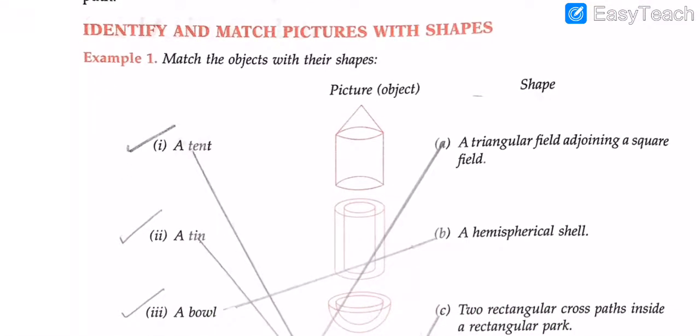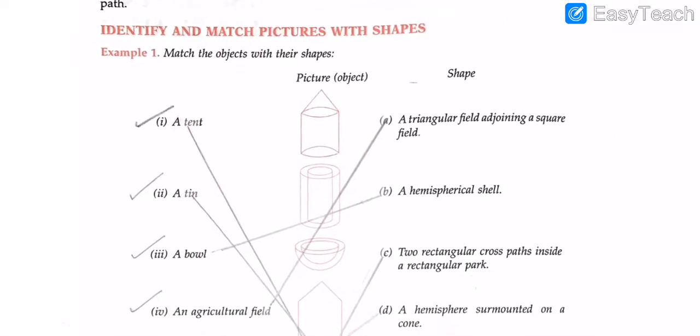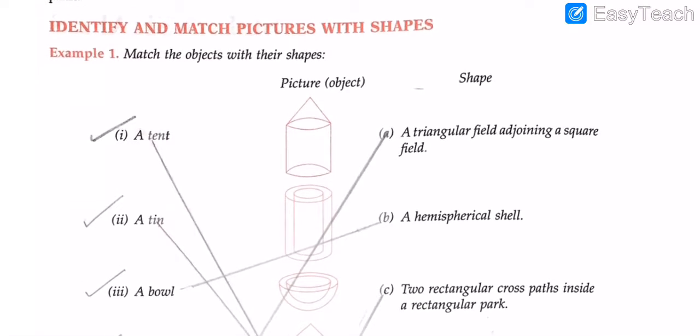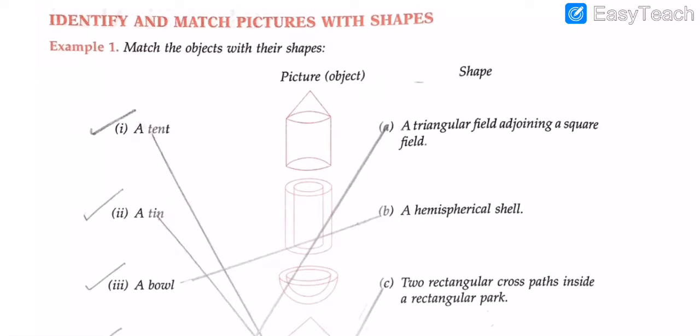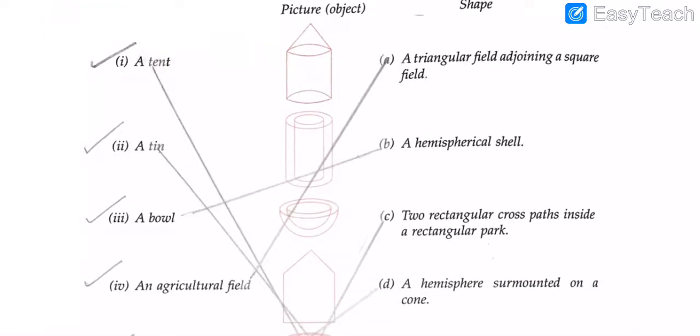So now let's do a little exercise which I have already done for you guys, and I'll tell you the answers of this. Okay, so identify and match the pictures with shapes. So basically we're trying to understand the different type of shapes over here. So I'm just going to run through this as well.